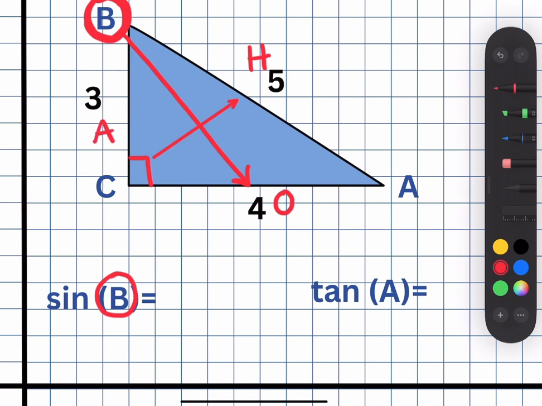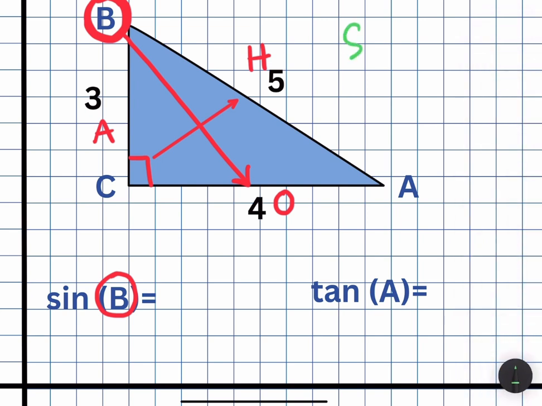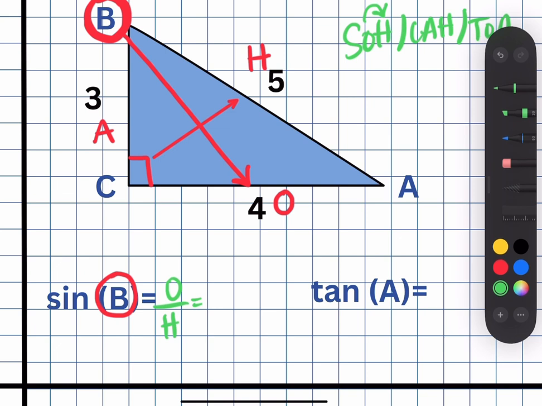Okay. Now, to find the sine, if you recall from pre-cal, I can use SOHCAHTOA to find the sine. And sine is opposite over the hypotenuse. Okay. So in this problem, how much is my opposite? My opposite is 4, and my hypotenuse is 5. So I don't need to simplify or rationalize, so my answer is 4 over 5.